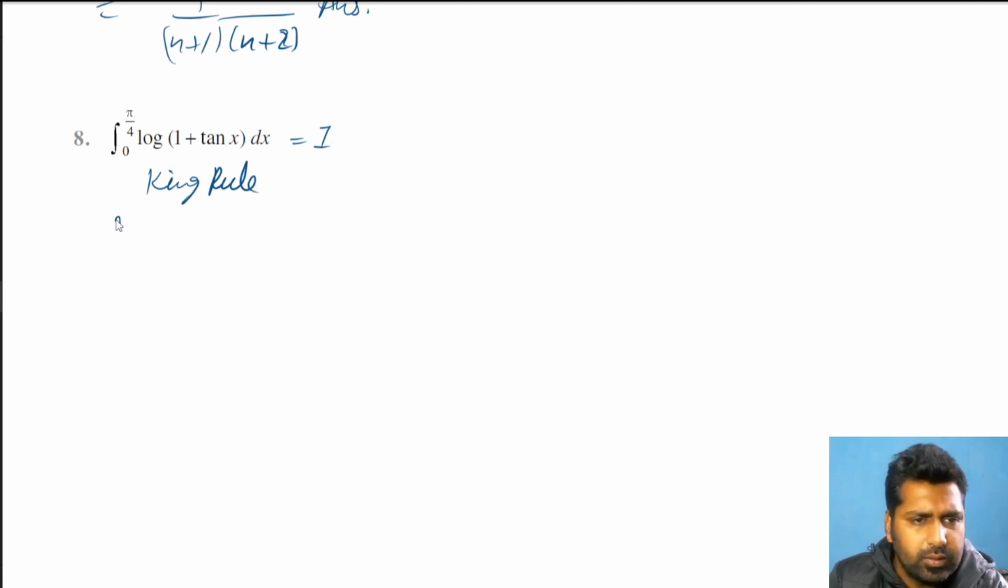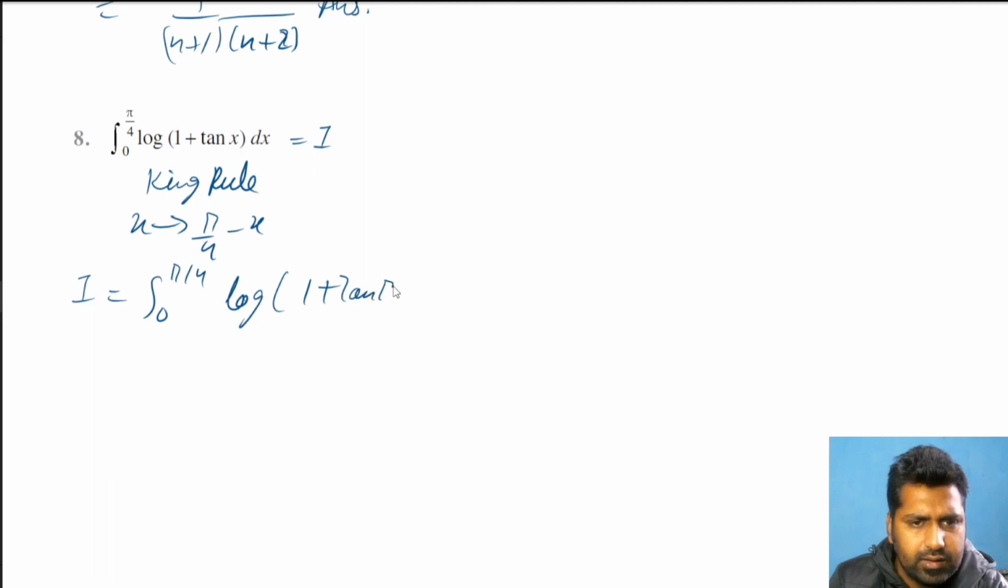If we use it, first of all, let's decide, x will be replaced by 0 plus pi by 4, so pi by 4 minus x. And your new integration will be integration 0 to pi by 4 of log(1 plus tan(pi by 4 minus x)) dx. Okay. What is tan(pi by 4 minus x)? That we have to think.